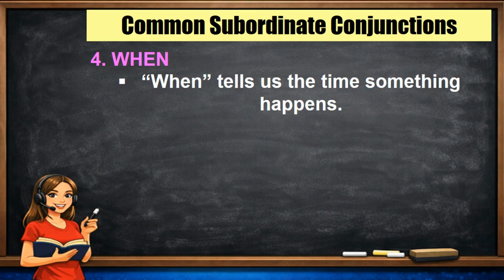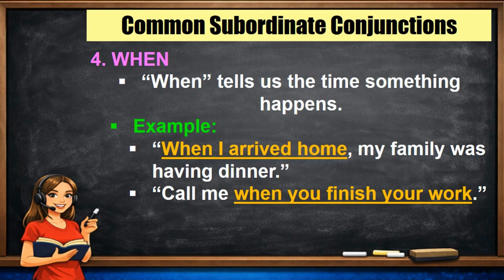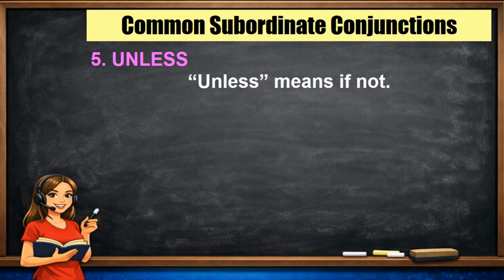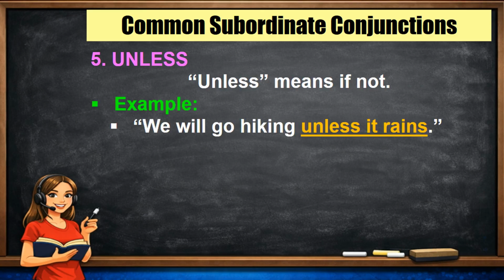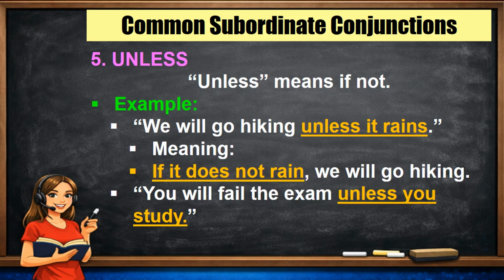4. When. When tells us the time something happens. Example, when I arrived home, my family was having dinner. Another example, call me when you finish your work. Simple and very useful. 5. Unless. Unless means if not. Example, we will go hiking unless it rains. Meaning, if it does not rain, we will go hiking. Another example, you will fail the exam unless you study. Better start studying.